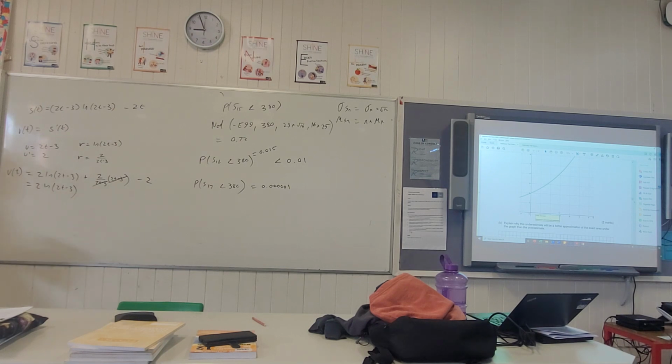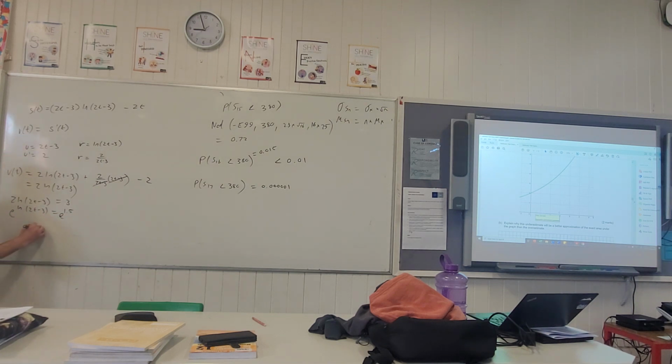Okay, part B, find the exact time when the velocity of A is equal to 3 meters per second. So that means when our function here, 2 ln(2t − 3), equals 3. When is the velocity equal to 3? This is a logarithmic equation that we're going to solve. First we divide both sides by 2, and then to get rid of ln, we're putting e to the power of both sides.